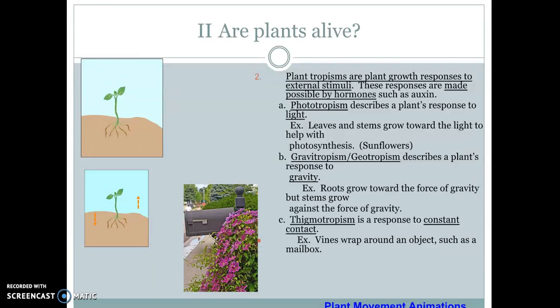Thigmotropism is just a response to constant contact. So this is why we have vines that wrap around an object, such as the picture below with the mailbox.